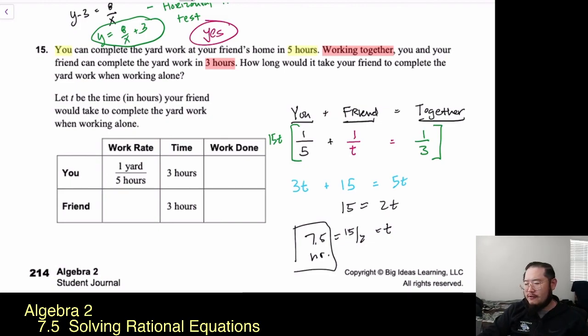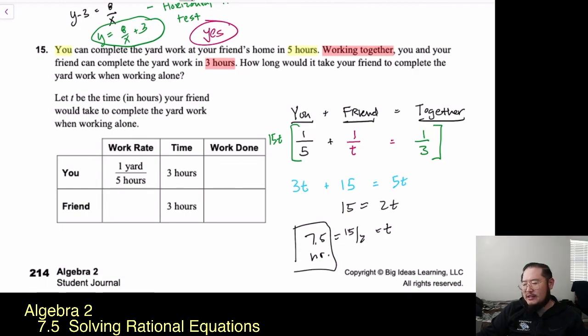How long will it take your friend to complete the yard work when working alone? Sadly, it's 7.5 hours. So they're not as good of a worker as you. Maybe a little lazy. Maybe they take too many breaks. Who knows? Not everyone was built the same way.